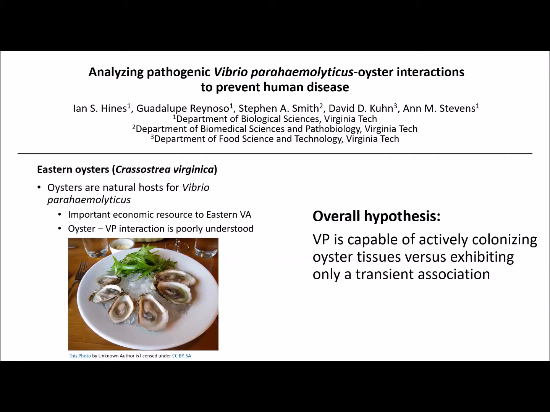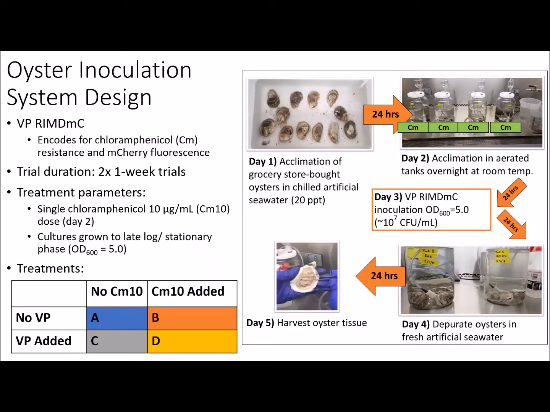And so one area of research that has been relatively understudied has been the interactions between the host and pathogen, oyster and VP. So our lab has hypothesized that VP is capable of actively colonizing oyster tissues versus exhibiting only transient association. In order to study this, we developed the following oyster inoculation system.